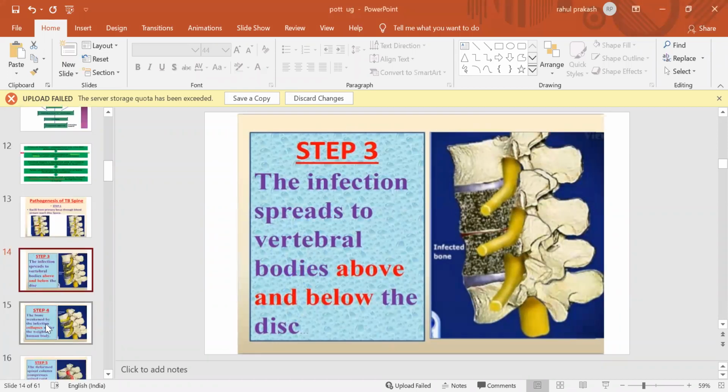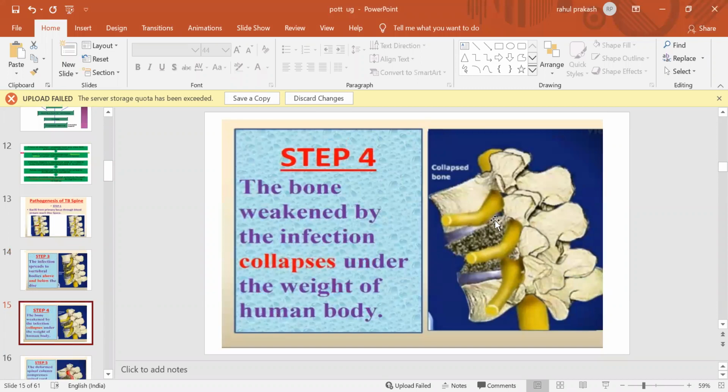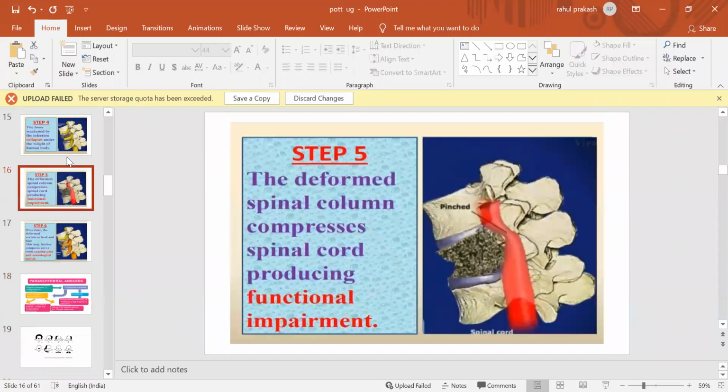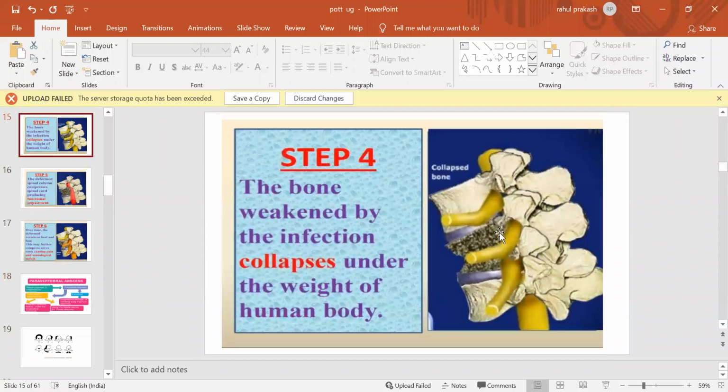The other step is that once the bone is eaten, your bone becomes weak. The cortical and the medullary bone, everything becomes weak and starts collapsing. Anteriorly there is a collapse. If your body's shape is like this, it will start slightly bending forward, and this is known as kyphosis. It goes into kyphosis because of the destruction of your body. So the body starts collapsing.